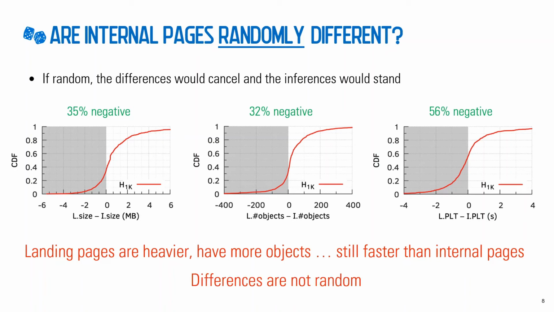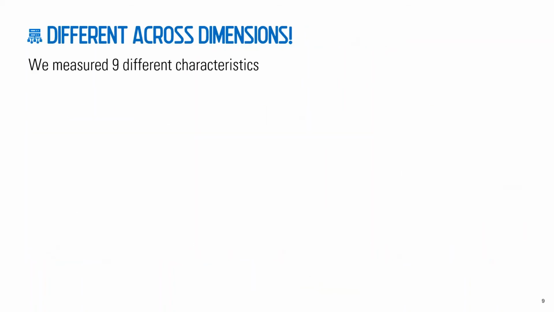And what's more important, the differences between internal pages and landing pages are not totally random, and we do have to measure the internal pages as well. After comparing internal and landing pages with respect to page size and load time, we move on to more subtle characteristics. We compared the two page types across 9 different dimensions. We divide these 9 dimensions into 2 categories.